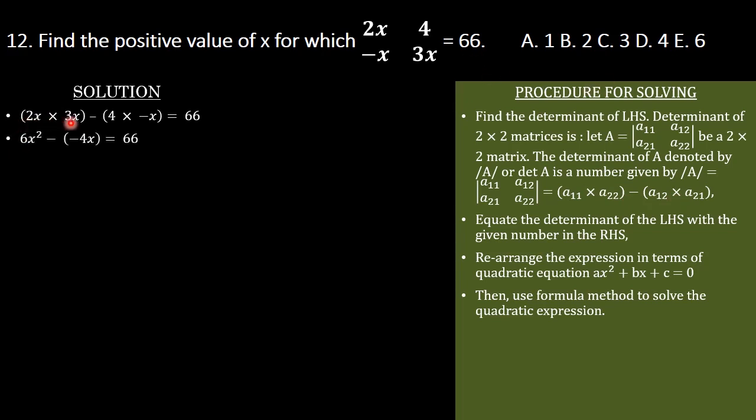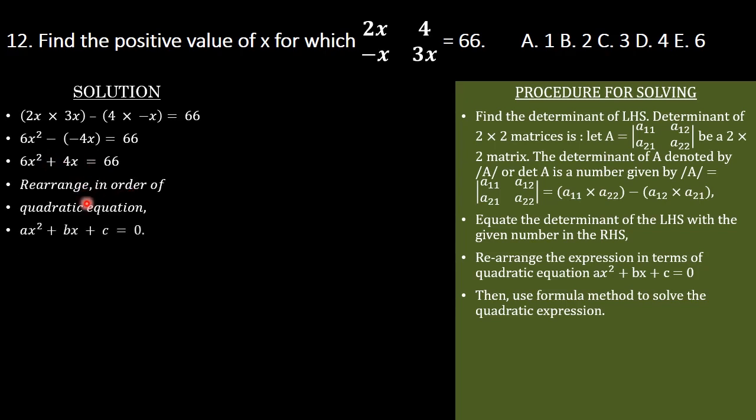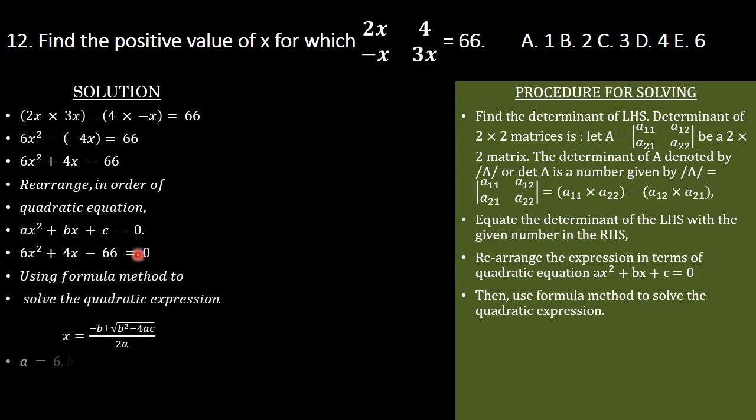2x multiplied by 3x, we have 6x squared, minus 4 multiplied by minus x, we have minus of minus 4x, is equal to 66. Minus multiplied by minus gives plus, that is 6x squared plus 4x is equal to 66. Then rearrange in the form of a quadratic equation, that is 6x squared plus 4x minus 66 is equal to 0. Let's apply the formula method to solve the quadratic expression, where our a is equal to 6, our b is equal to plus 4 and our c is minus 66.